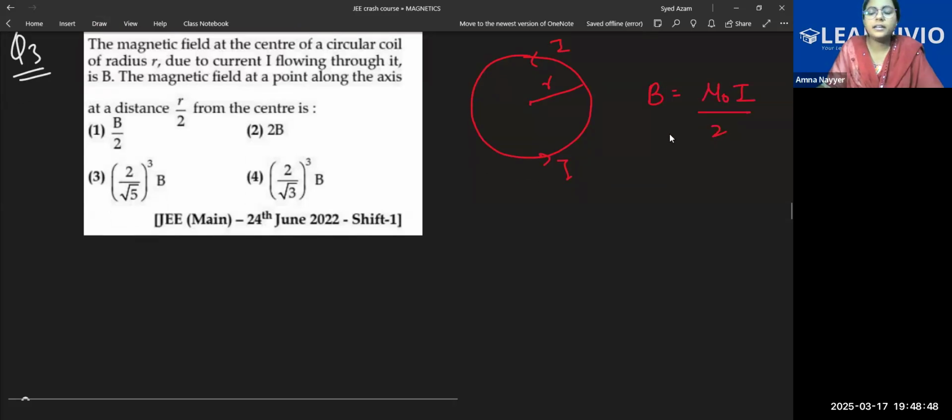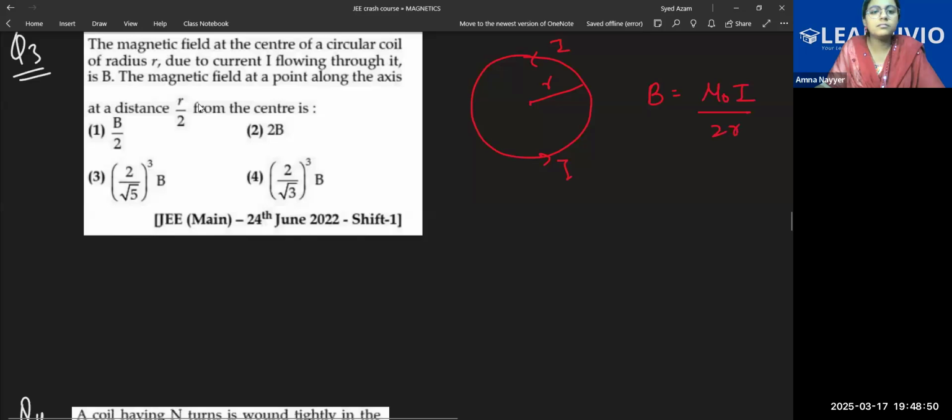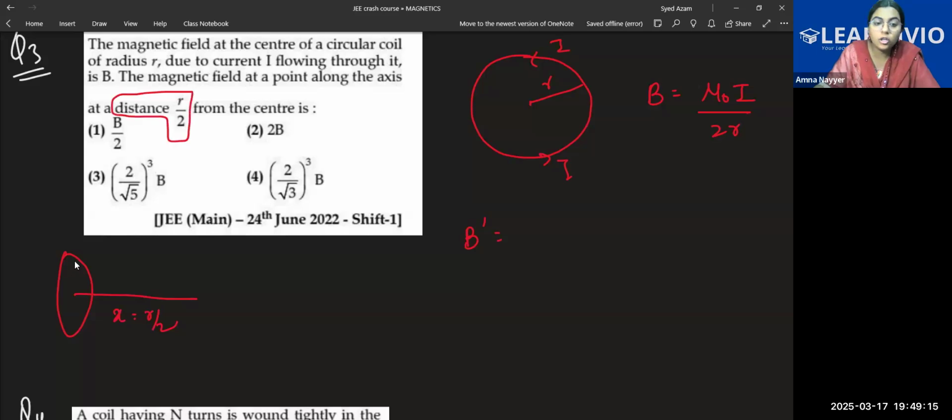Now it is saying when the axis is taken, then at the distance r by 2, the new magnetic field, let's say B prime, which we do not know, at the axis. Axis means like this. So this x that we write is r by 2 this time, at a distance r by 2, and the radius is small r only. So we need these only in the formula.